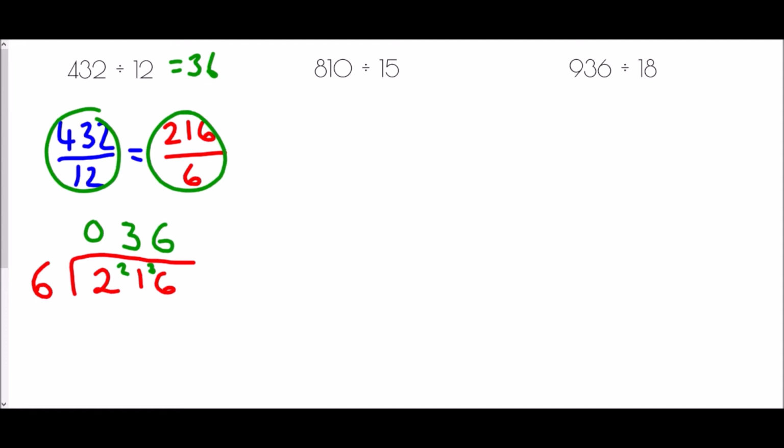But the other option is that we just actually think about it in terms of the 2-digit number. So I can still write my short division in exactly the same way. So 810 is being divided by 15. Now all I need to think about here is, how many times does 15 go into 8? Well, 15 does not fit into 8, and so we carry that 8 over and we think about 81.